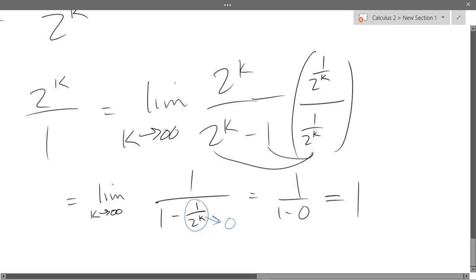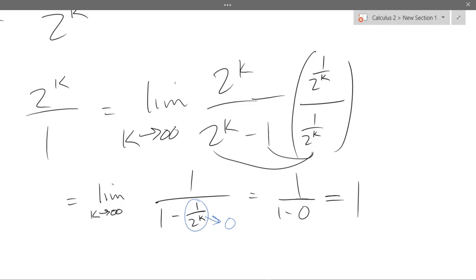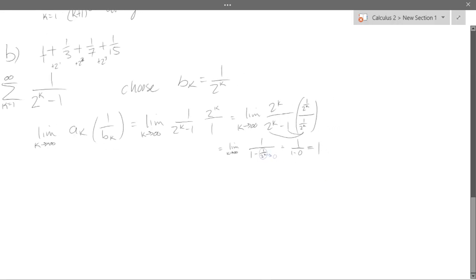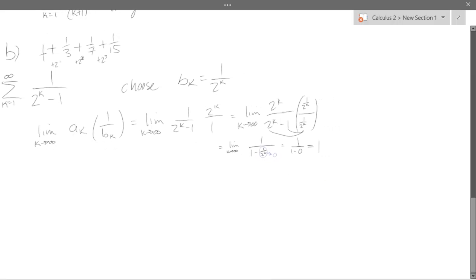So I'm trying to impress upon you, L'Hopital's rule is awesome, but it will not get every single infinite limit for you. It's definitely a tool you need, but it's not the only tool that you need to think about. You can accomplish a lot with algebra. So there we go, 1, and I can say by the limit comparison test, they behave the same.